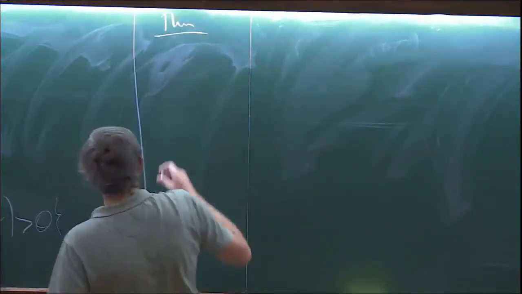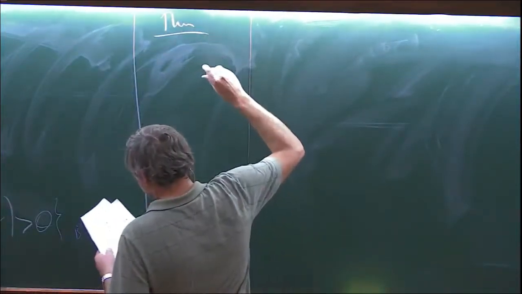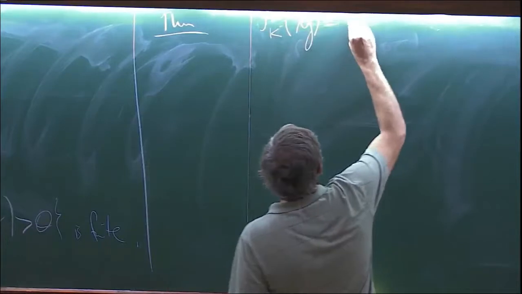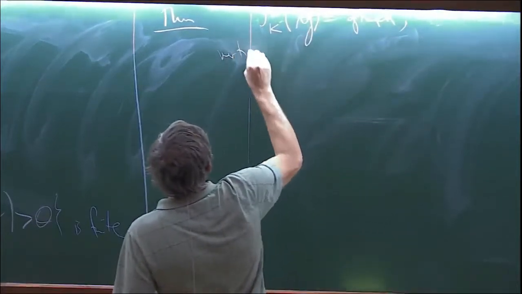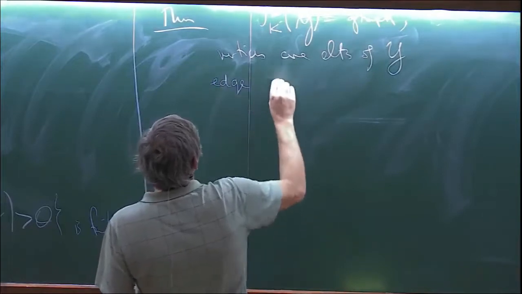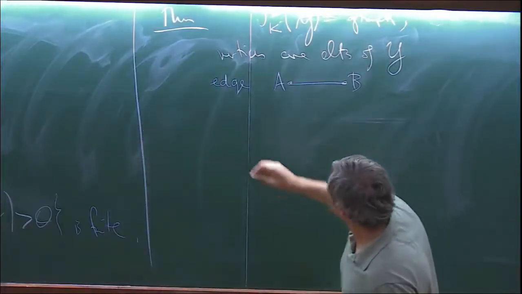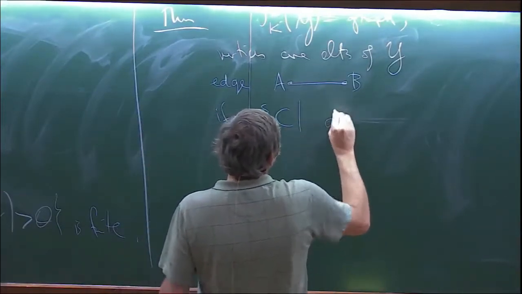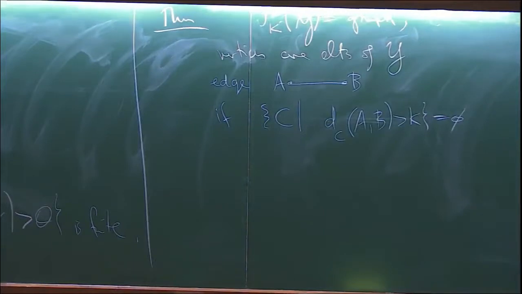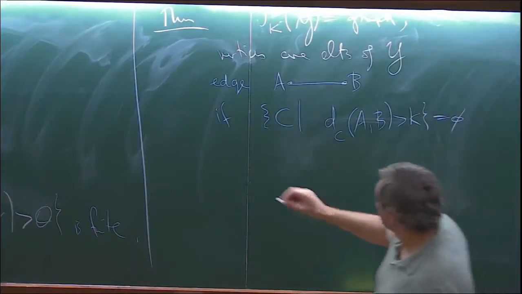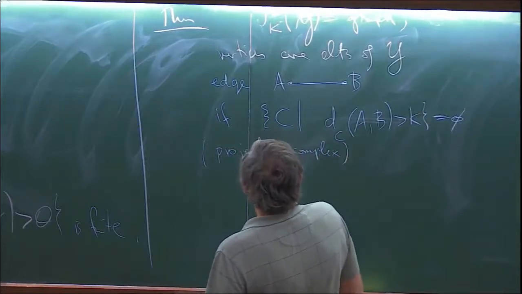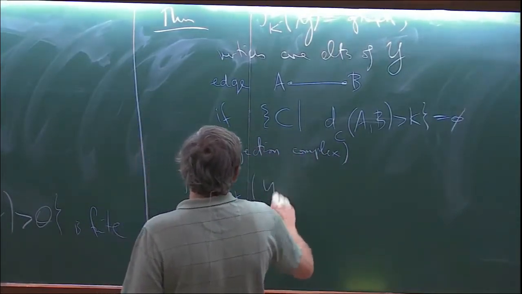Okay, so here's the theorem that we would like to show: if you define the following graph, PK of Y, then this is a graph where the vertices are elements of Y, and an edge goes from A to B if the set of C such that the projection distance to C between A and B is greater than K is empty. Okay, that's the projection complex with this parameter K. Then PK of Y is a quasi-tree.